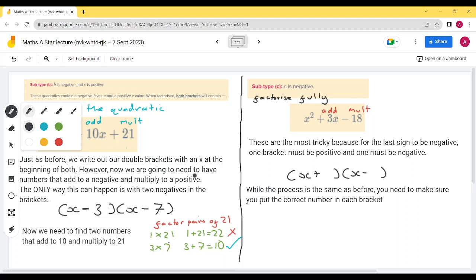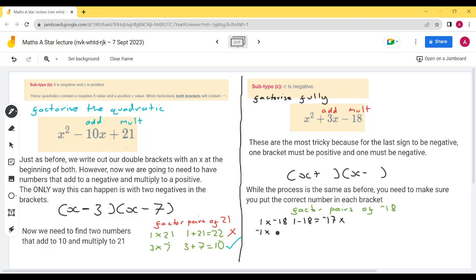So we've got here, just as before, we can do our factor pairs of negative 18. So what numbers can you multiply together to get negative 18? Well, you could do 1 times negative 18, but if you do 1 take 18, it equals negative 17. So we know that's not going to be it. Equally, you could do negative 1 times 18.